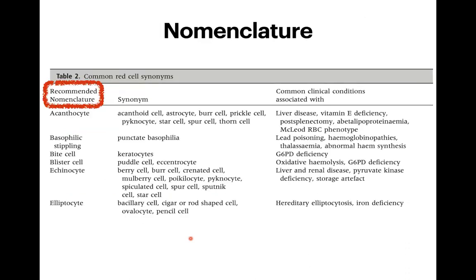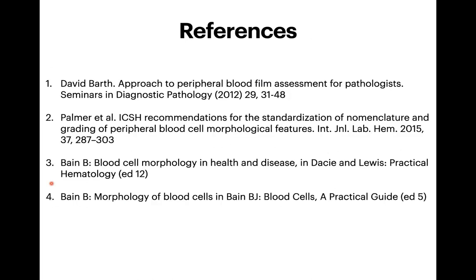So this article that I talked about for the grading also gives the nomenclature for all the RBCs. I'm not going into the detail of this nomenclature. I will just share the article. Like I said, for the acanthocyte, they have given a recommended term, and a lot of synonyms which are being used for this. So it is preferable that you use the recommended nomenclature rather than using astrocyte, burr cell, prickle cell, and whatnot. Don't use them. Try to use the recommended terminology by the ICSH.